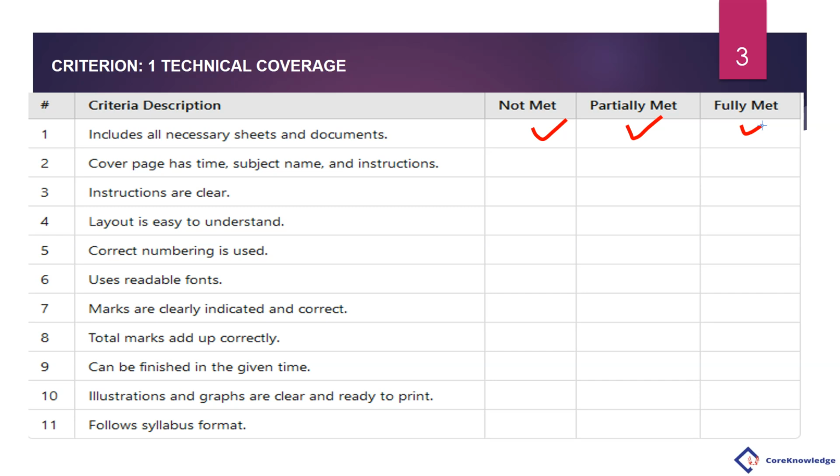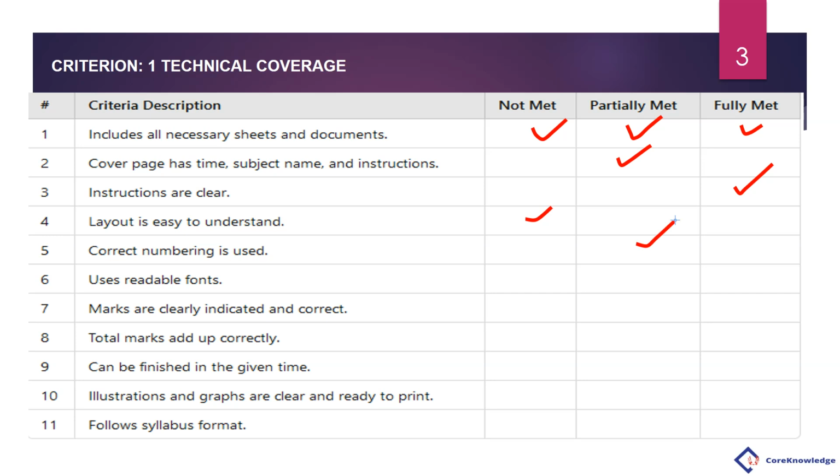So, of course, make sure you're able to tick. If you feel the second part is partially met, note that and highlight. If you feel it's clearly met, highlight that as well as a moderator. If you feel maybe layout is not fully met, you can actually highlight that. If correct numbering is highlighted, you can tick on that.